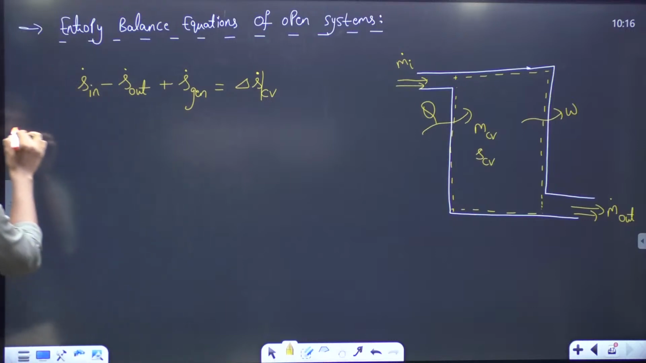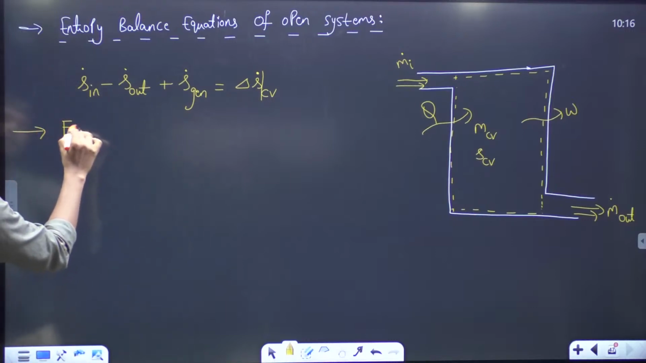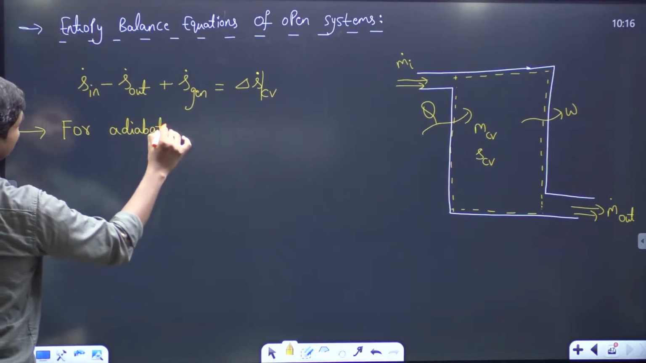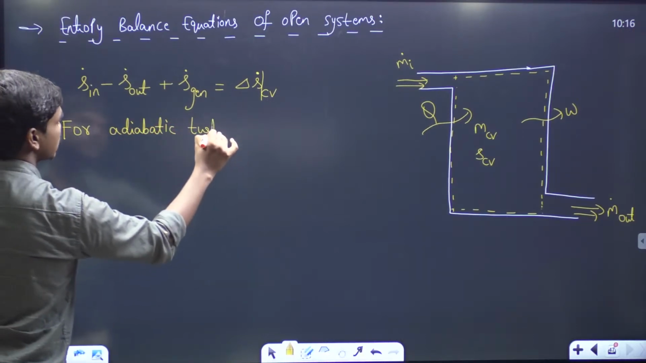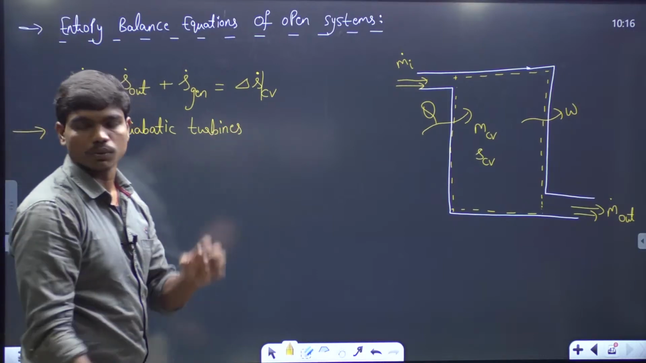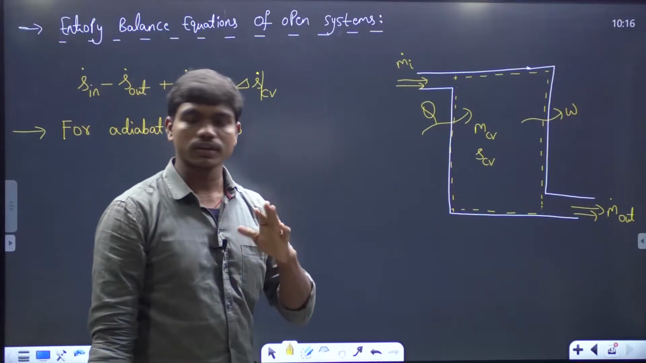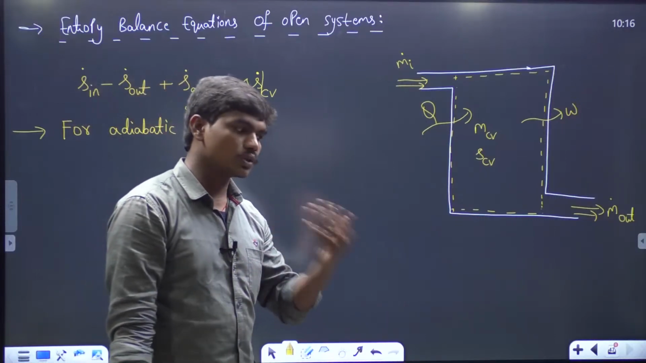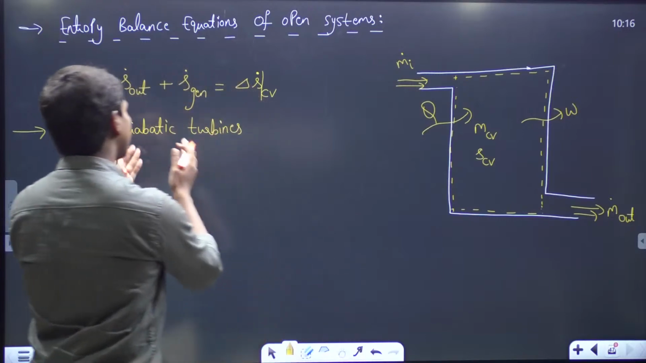So now if you apply this for an adiabatic turbine. Of course, turbines are generally insulated because you don't want the heat to escape out of the turbine. Whatever heat you are supplying, you need to convert that heat to work in the turbine. So you don't want to lose your heat intentionally, so you insulate the turbine.